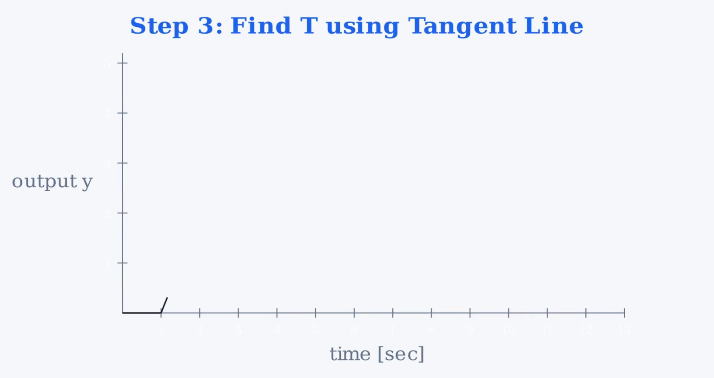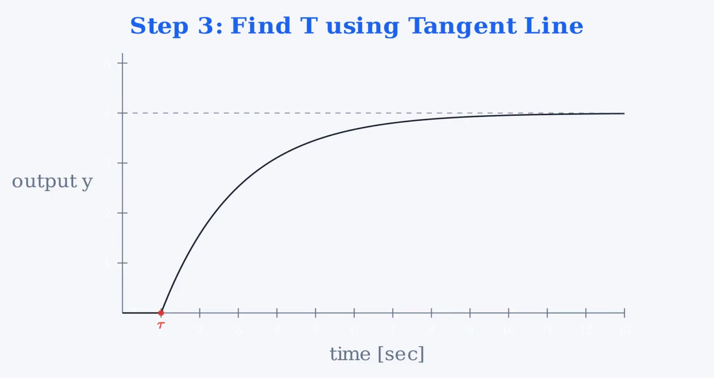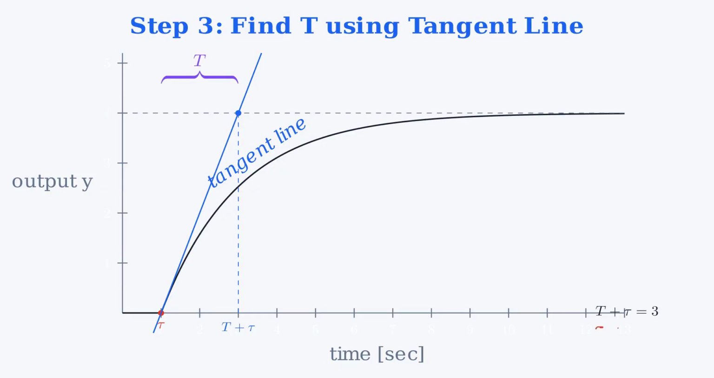Let us apply this. At time equals tau, which is 1 second, the response starts rising. We draw a tangent line at that point. Following this tangent line upward, it hits the steady-state value of 4 at time equals 3 seconds. So T plus tau equals 3. We already know tau is 1. Therefore, T equals 3 minus 1 equals 2 seconds.